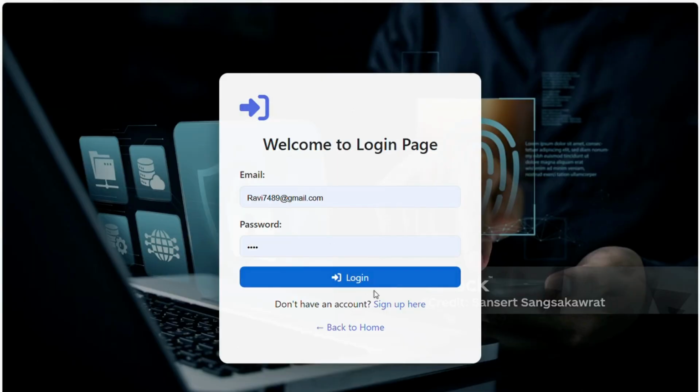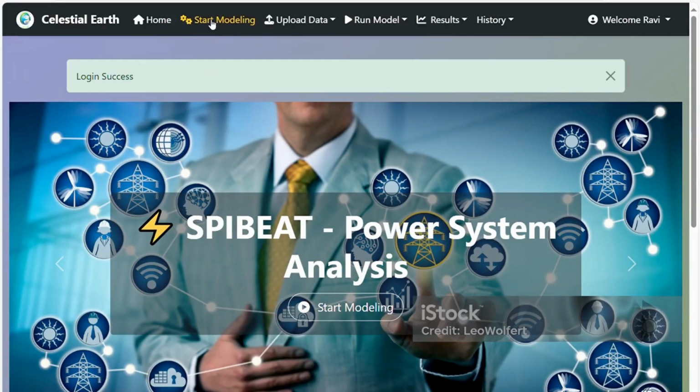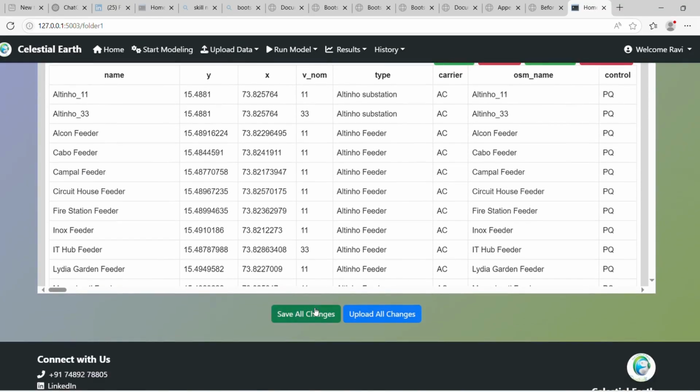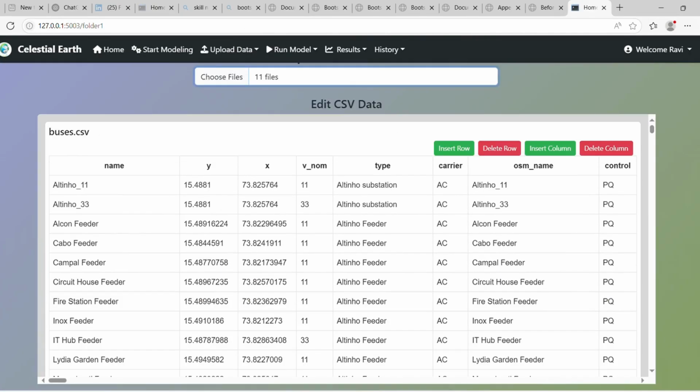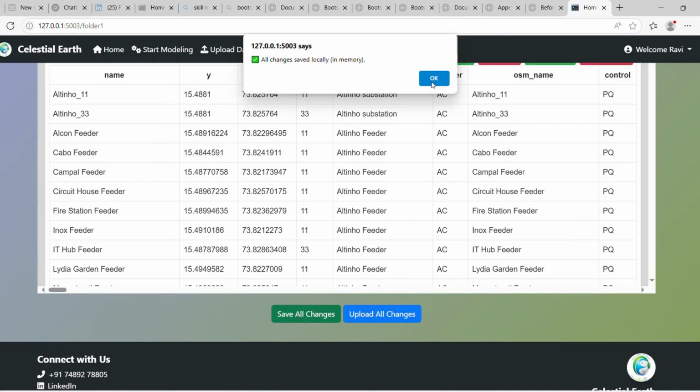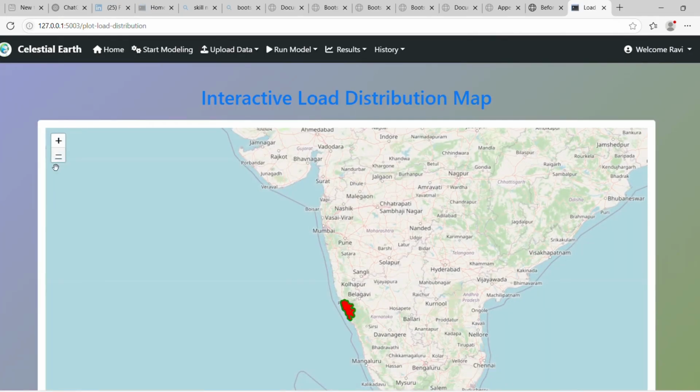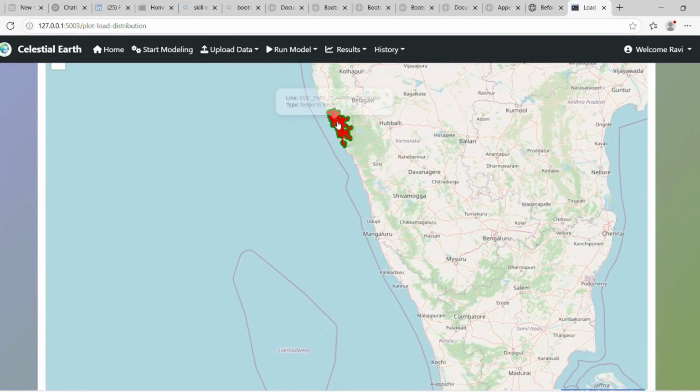It opens with a login page where users sign in using their user ID and password. After logging in, users can build the electrical network by uploading the necessary data for substations, feeders, DTs, lines and more, all provided in CSV format. These files can further be customized to reflect different network configurations.